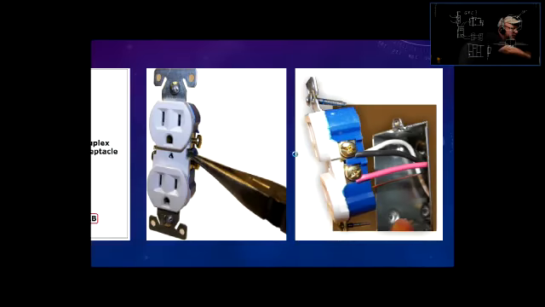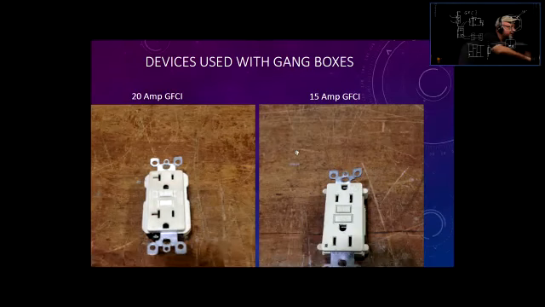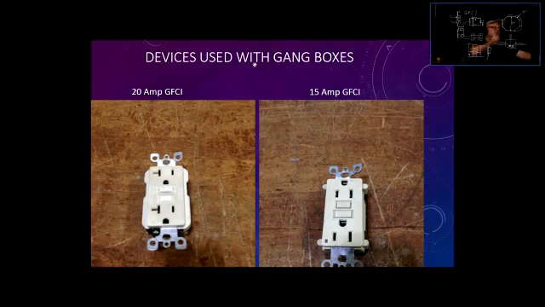Now, is this the last slide, or is it second last slide? All right, devices used with gang boxes. Here's a 20 amp GFCI, 20 amp, and you can tell that this is 120 or 110, the regular household voltage. And that thing here suggests, this little slot going sideways, that you can plug in a device that is going to try to draw more than 15 amps, up to 20 amps.